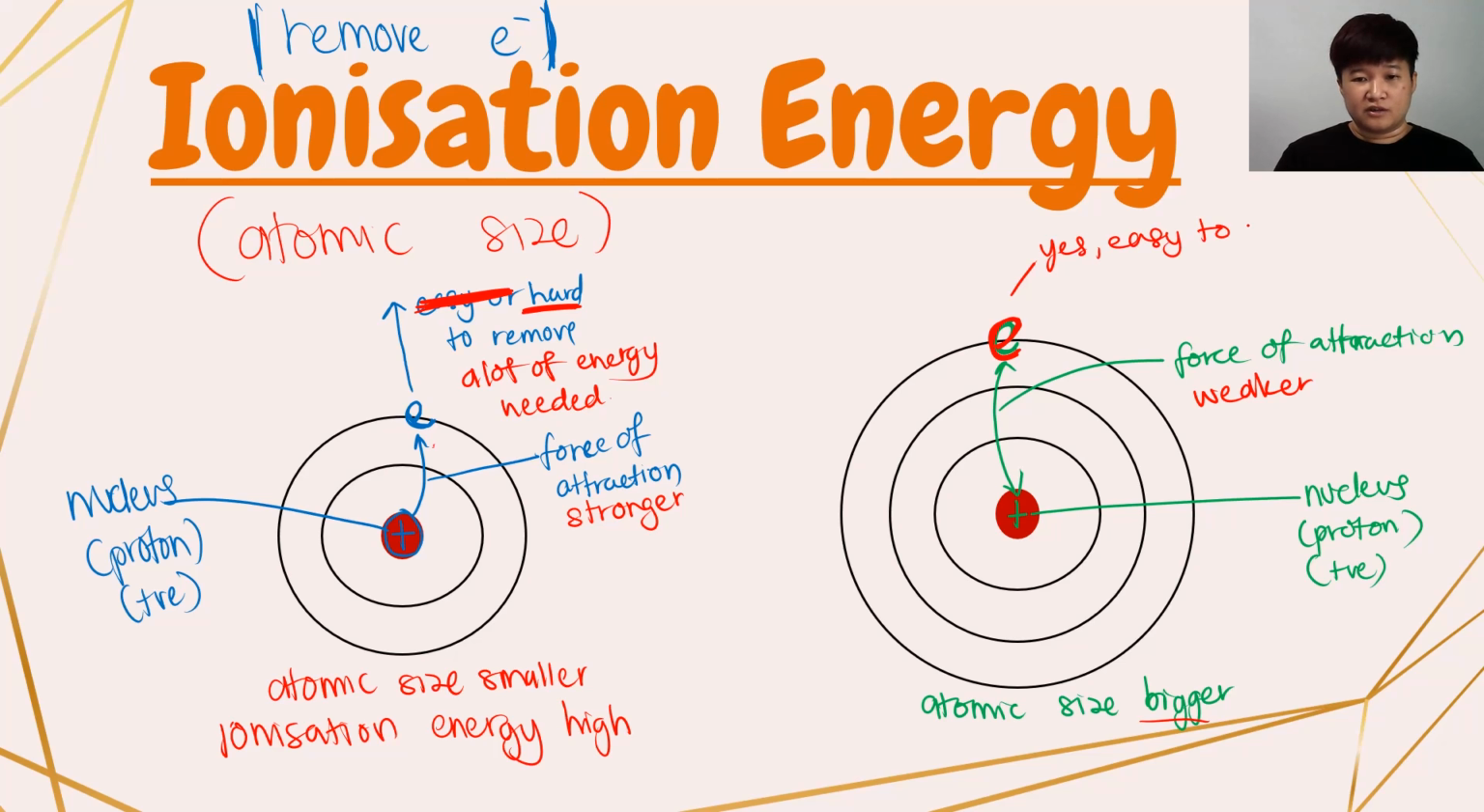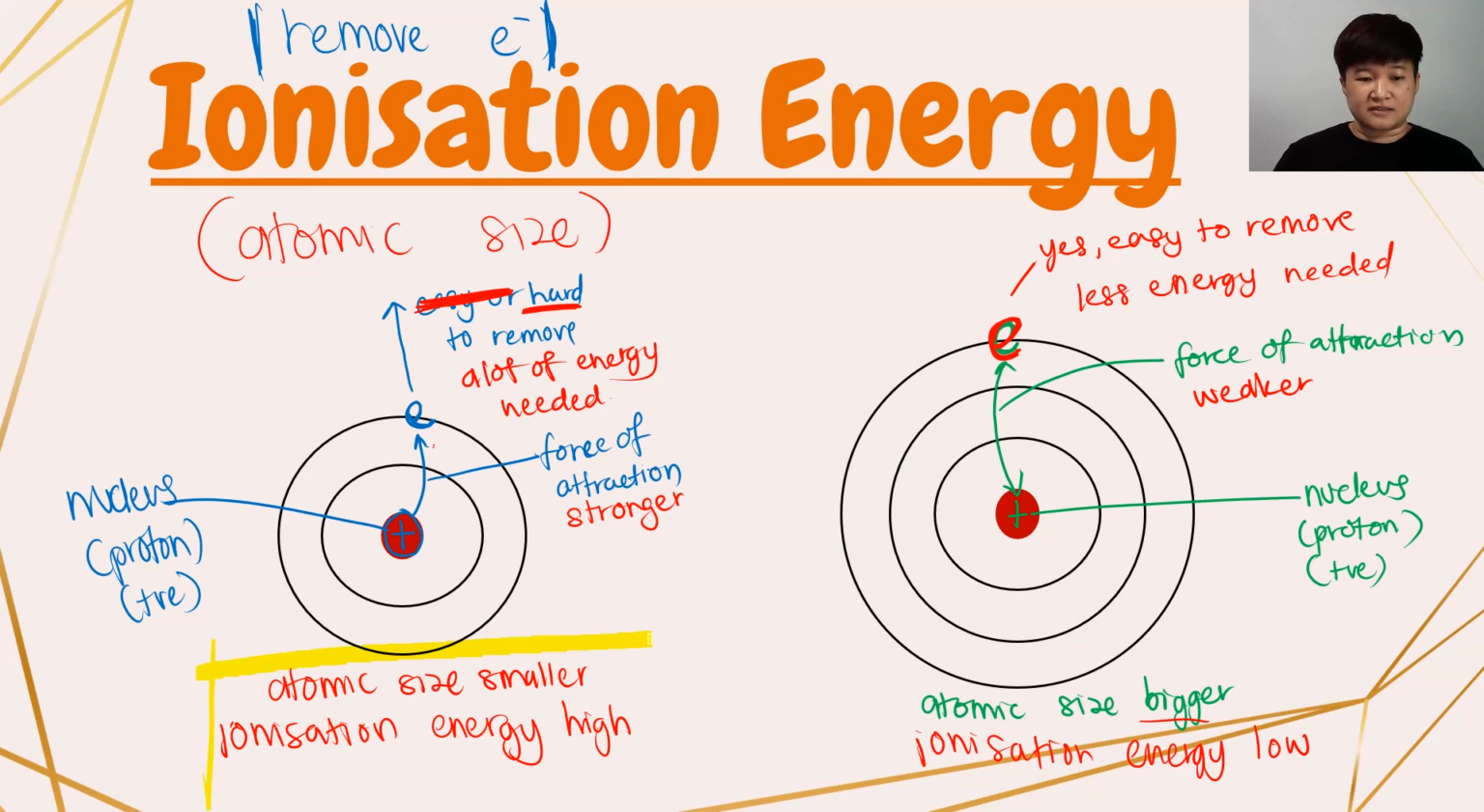Easy to remove. When it's easy to remove, do you need a lot of energy? No. Less energy needed. When less energy is needed, your ionization energy will decrease. As a conclusion, when the atomic size is smaller, the ionization energy will be very high because the force of attraction from the nucleus to the valence electron is very strong. Therefore, the valence electron is very hard to be removed. As a result, a lot of energy is required to remove the electron.